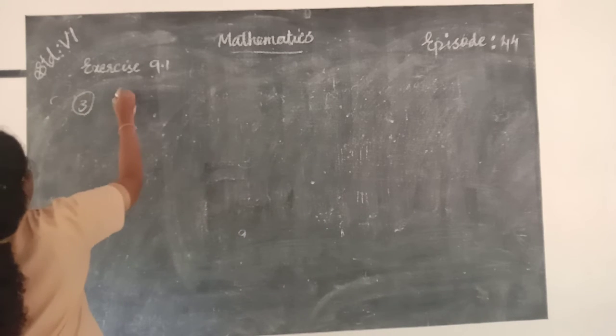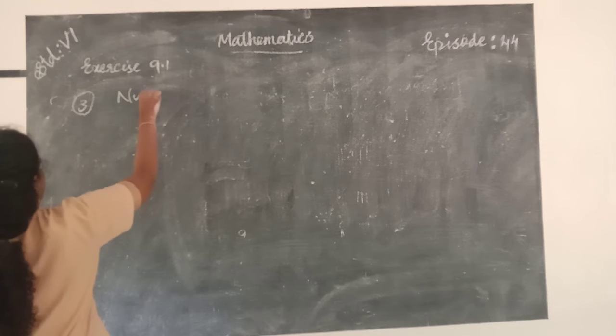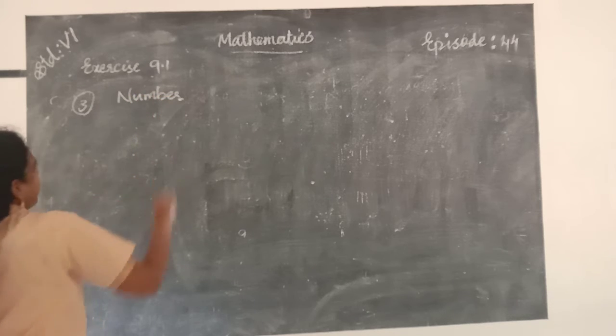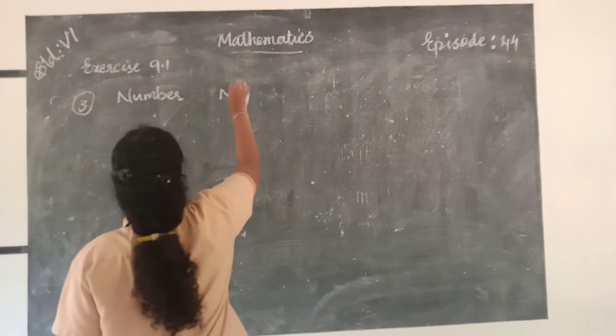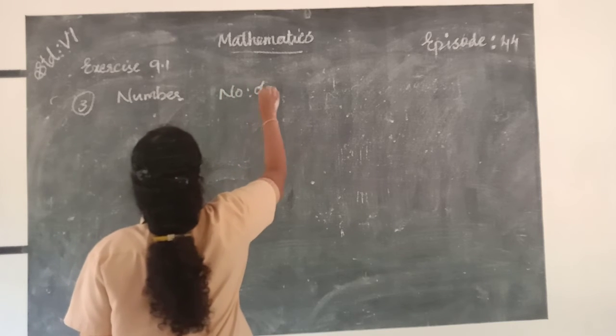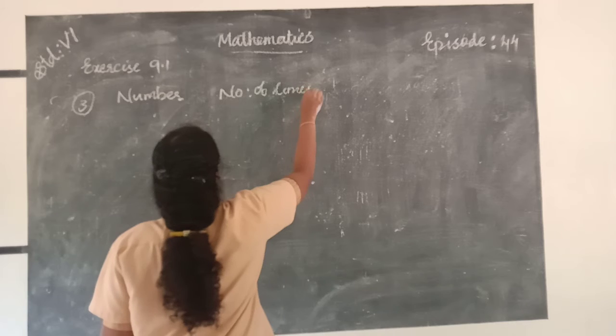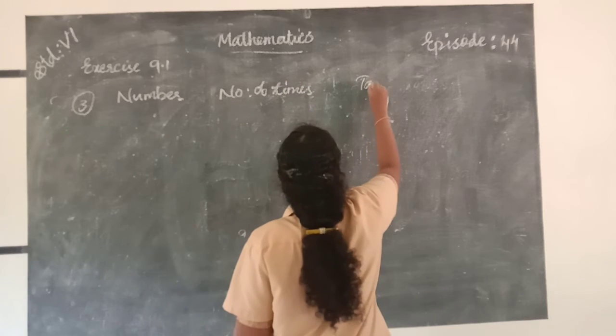So, question number 3: first column, number, then number of times, then tally marks.